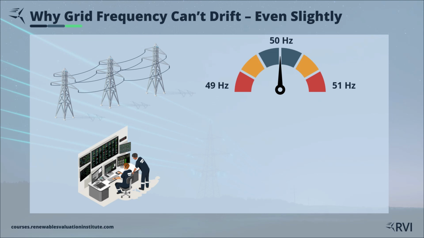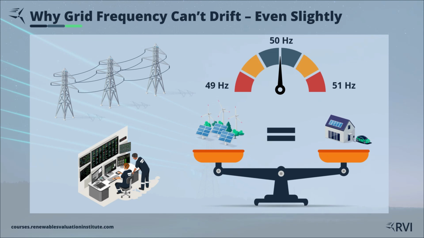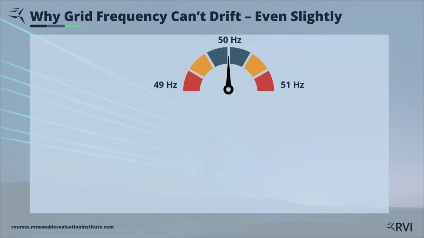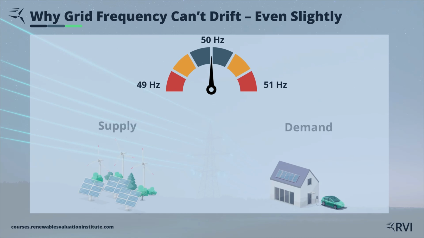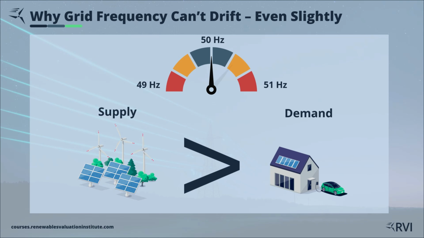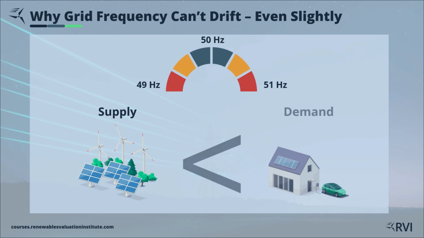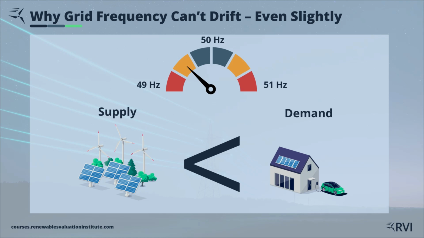Grid frequency is a real-time indicator of whether electricity supply and demand are perfectly matched. When supply slightly exceeds demand, frequency goes up. When demand outpaces supply, frequency drops. Even a small deviation, like 49.8 Hz instead of 50, can signal an issue.